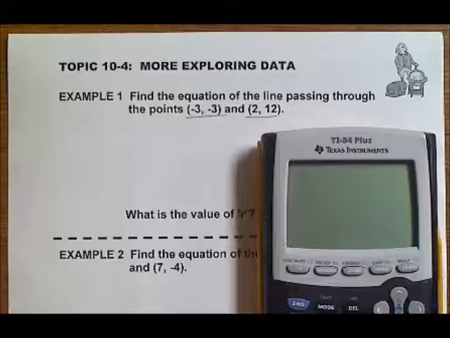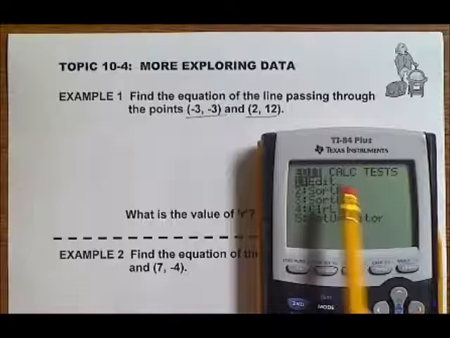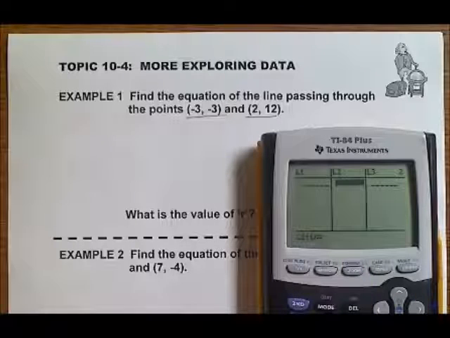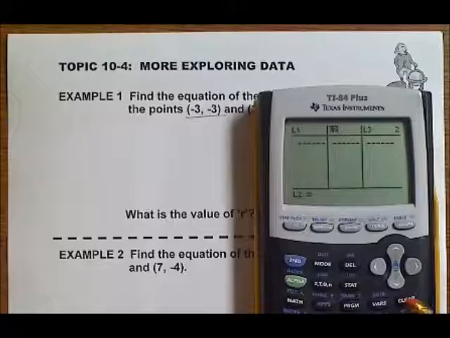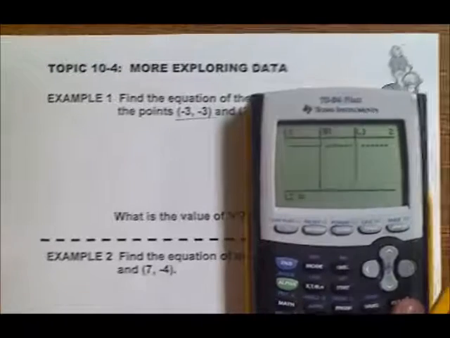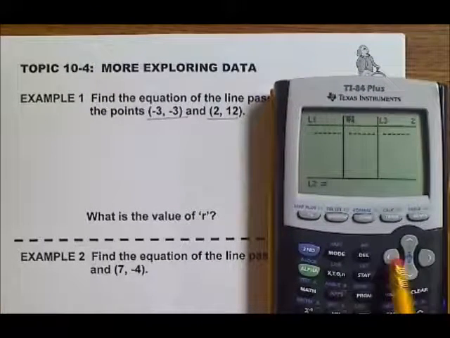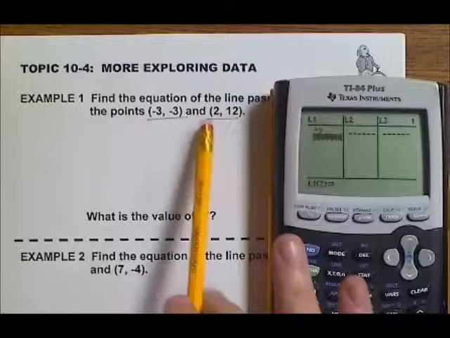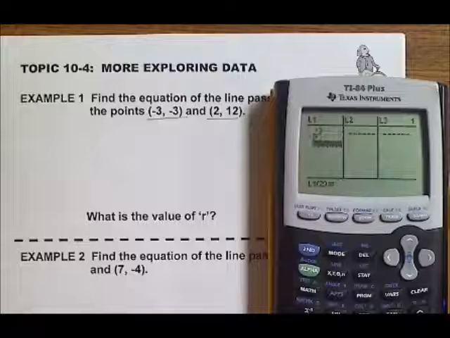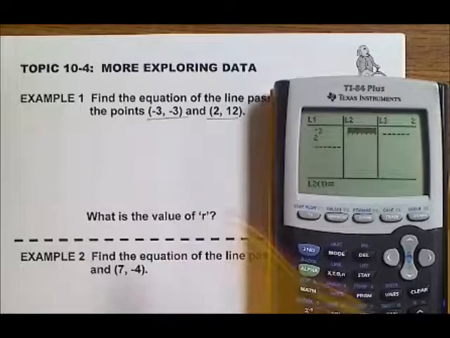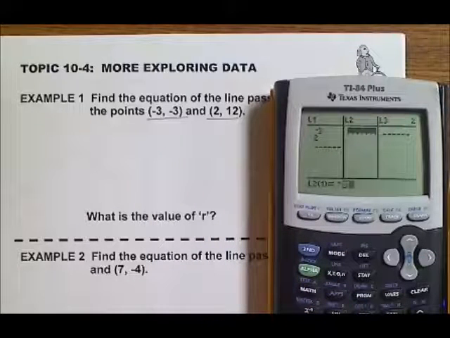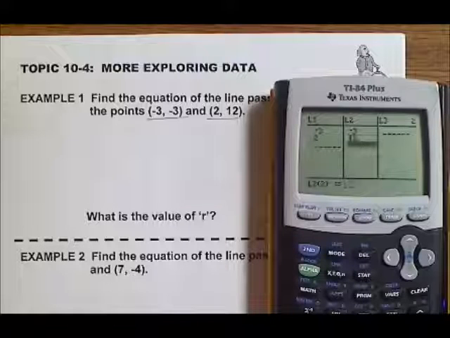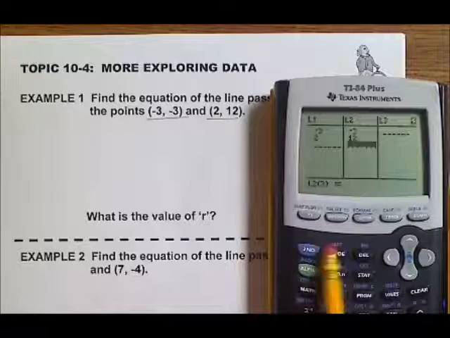Go over to Stat, Edit. Now again, you may need to clear out L1 and L2 by going up and hitting Clear on your calculator. But what we want to do is put the x values into L1, so that would be -3 and 2. And in L2, we want to put the y values, which would be -3 and 12. Now, quit to get out of here.